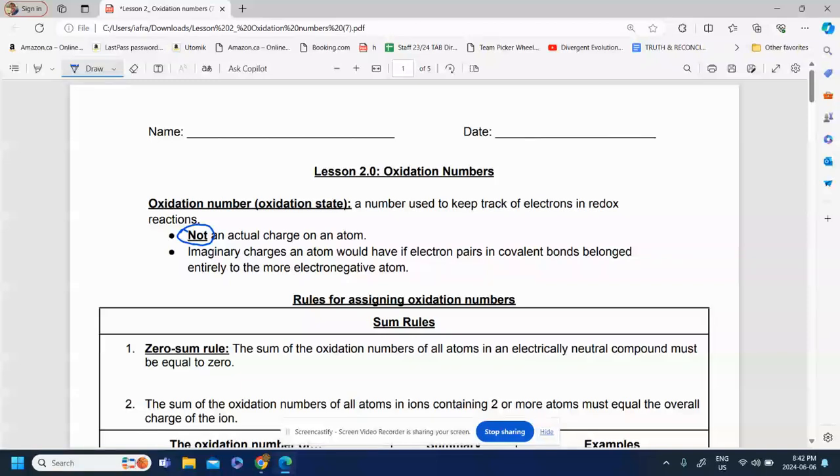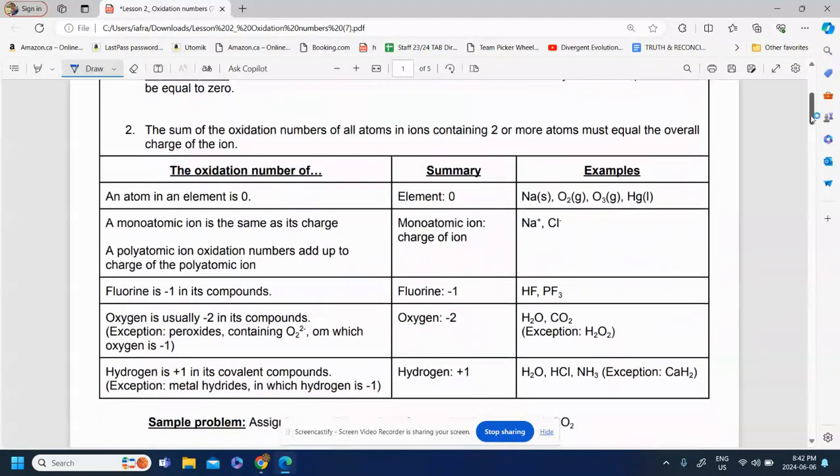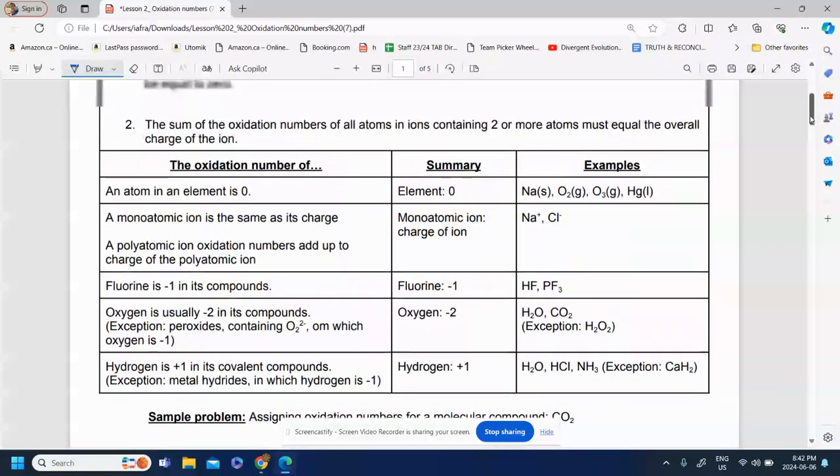And remember that for a reaction to be considered redox, there has to be a transfer of electrons. And the way to keep track of that is by using this oxidation number system. So to assign oxidation numbers, you follow a list of rules. And as long as you follow those rules, it should be fairly straightforward to assign oxidation numbers to a variety of different substances.